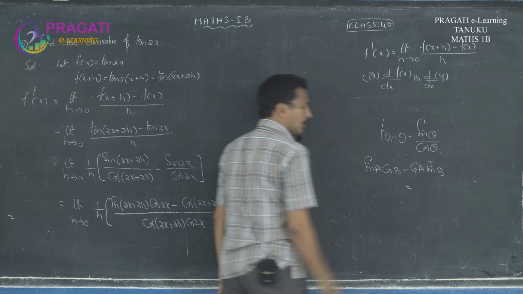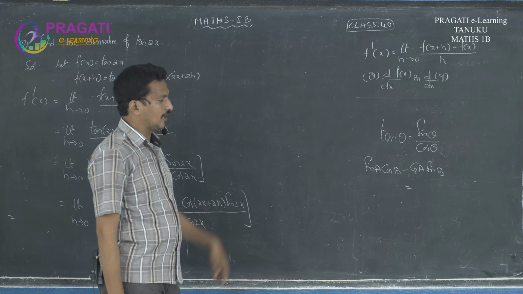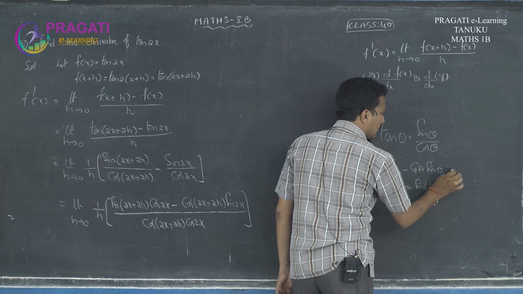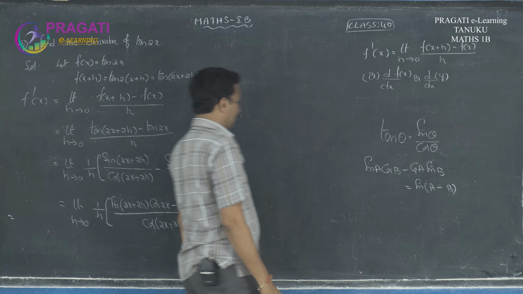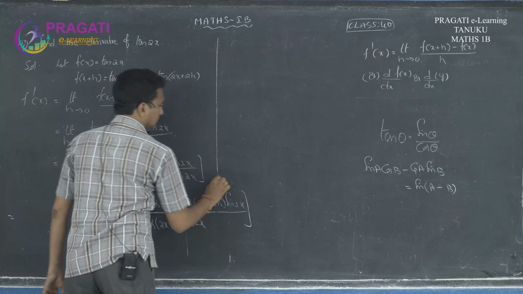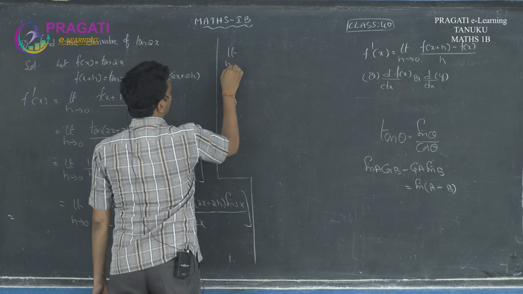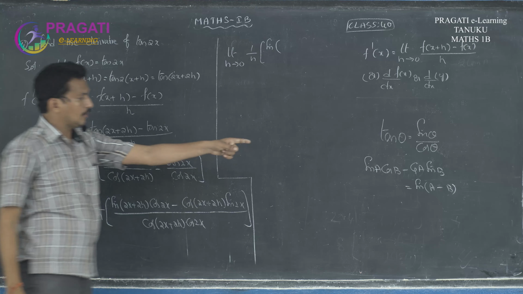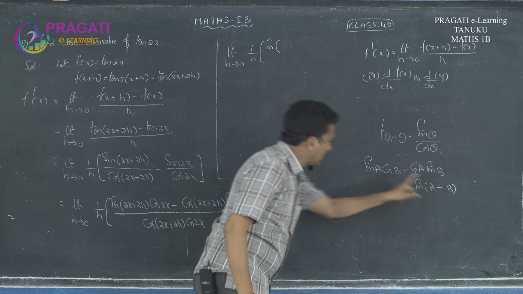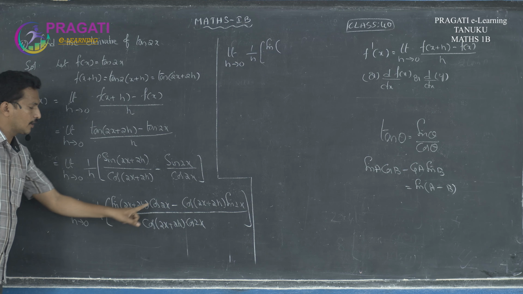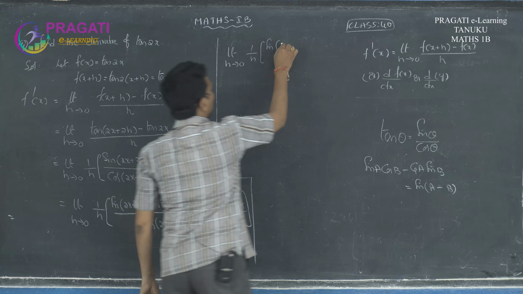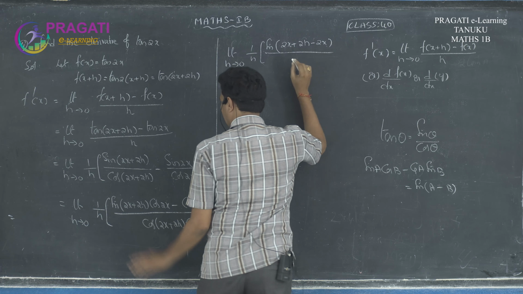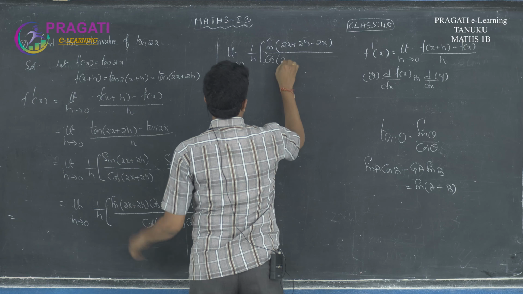Here what is the formula? In the trigonometry section you have already studied, sin a cos b minus cos a sin b is equal to sin of a minus b. Okay, here limit h tends to 0, 1 by h into sin of, the formula is a minus b. Here a means 2x plus 2h, b means 2x. So 2x plus 2h minus 2x, by the denominator as usual, there is no change.